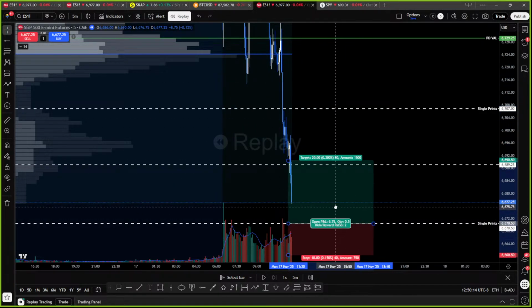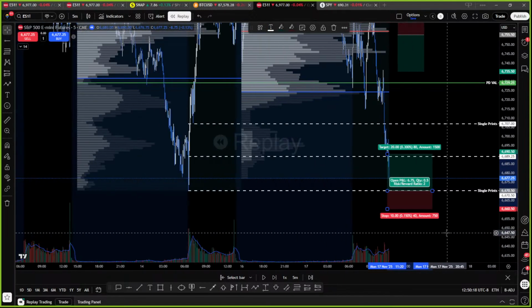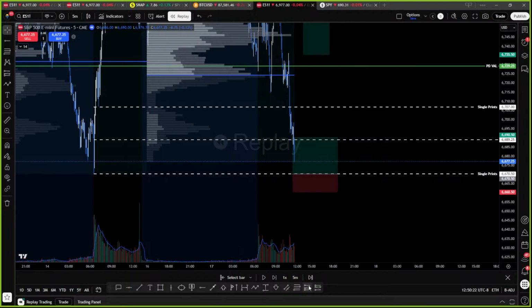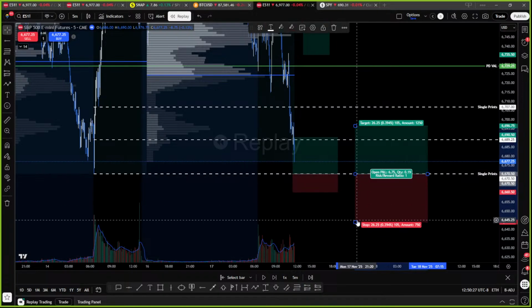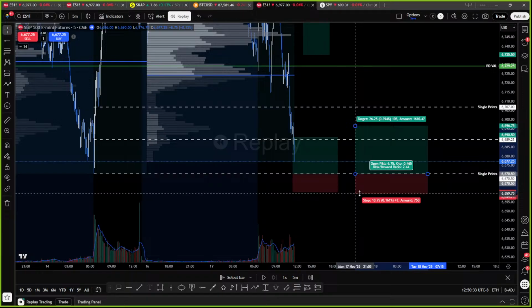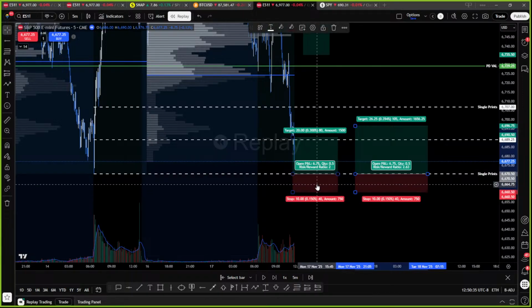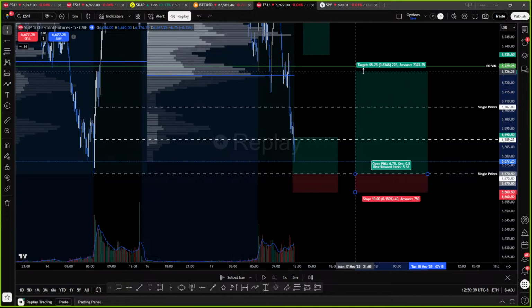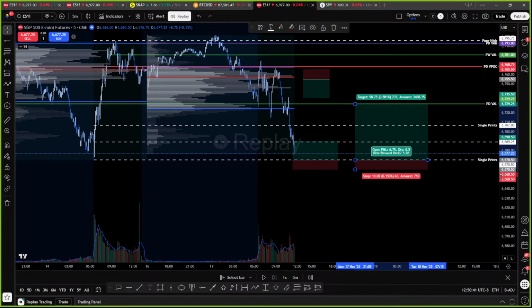And then honestly, this is an even better entry, right? With the entry down here at our single prints, we can have a fairly tight stop loss. Oh, that's right, we are risking 10 points. You can have a fairly tight stop loss looking for a much bigger move.